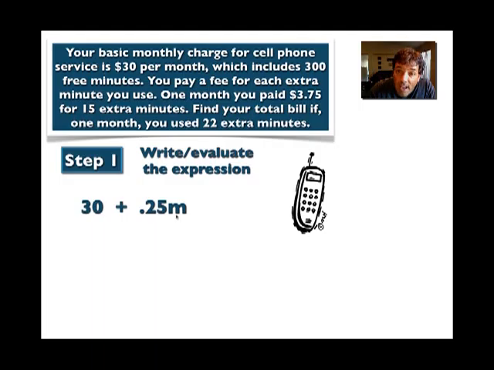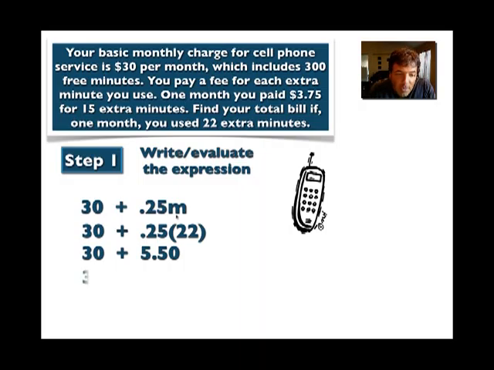Now they ask us to evaluate. That means to put the number in and find out what the answer is. So we're going to substitute 22 in for M. That's easy. And again, being the nice guy I am, I've done the math for you. That comes out to $5.50. And if you don't believe me, you can check it on a calculator. And when we add these together, we get $35.50.